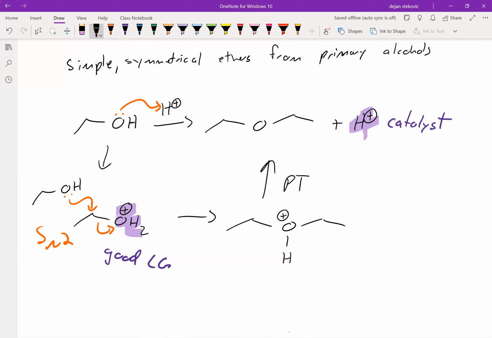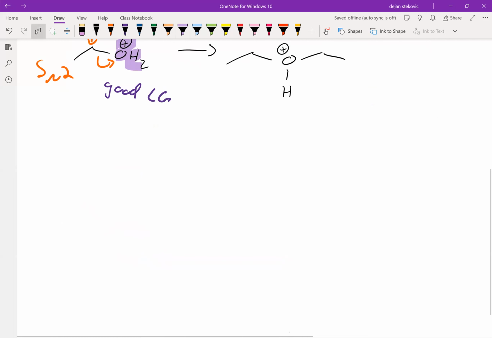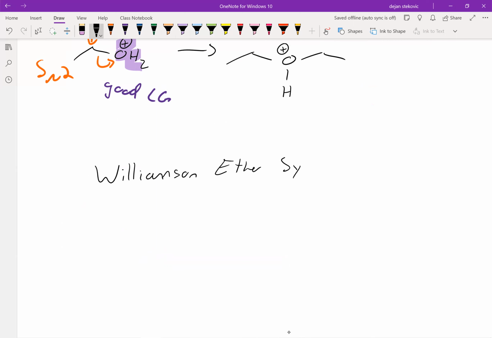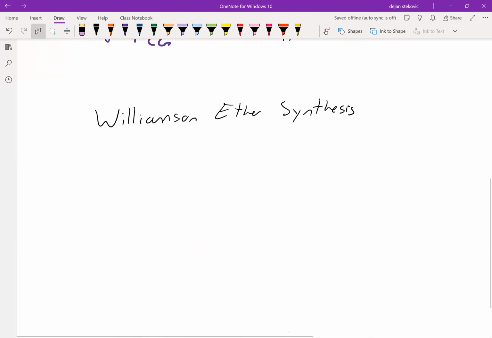Again, this can only be done for simple symmetrical ethers because if you have multiple components, they might not combine in the way that you want them to. If you want a little bit more control over it, what we have to do then is use the Williamson ether synthesis, which isn't too complex either.